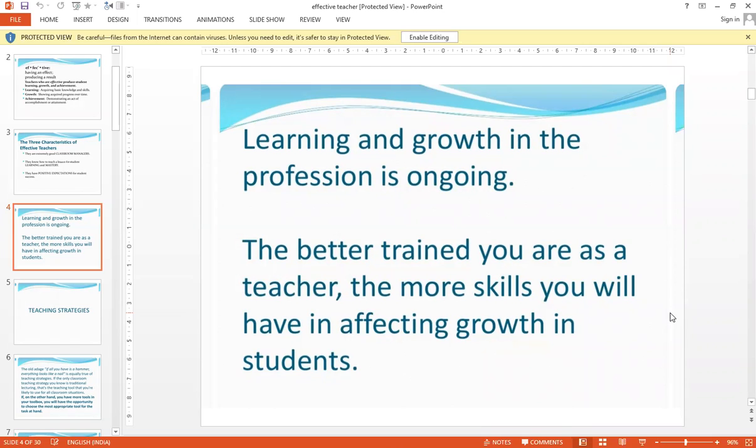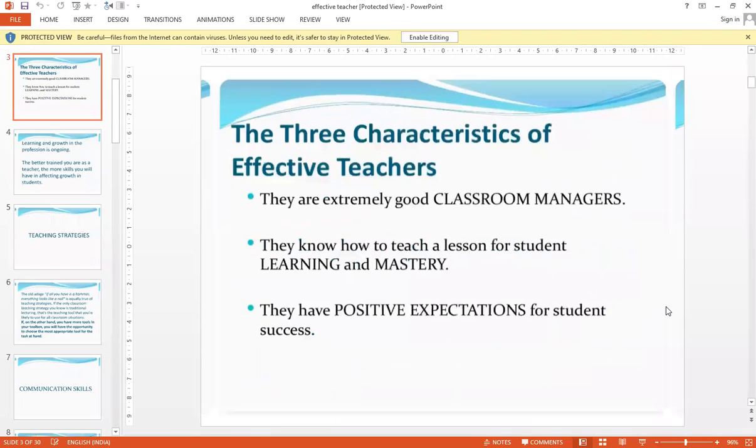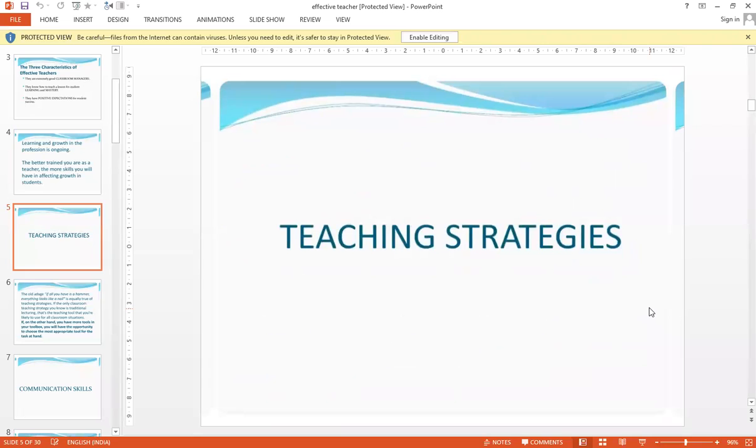The students will learn more easily when you are well skilled and well trained. So this is one of the characteristics. Next, we have teaching strategies. Let us see what the teaching strategies for a teacher are.